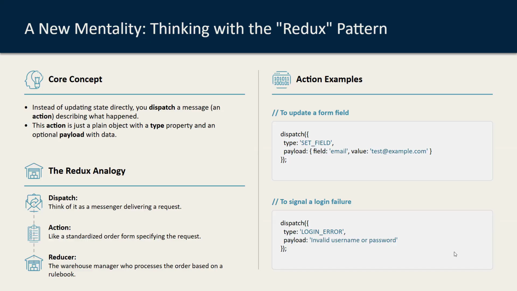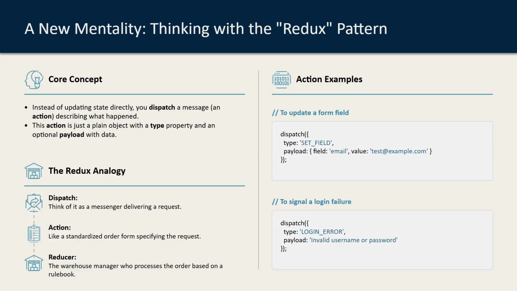A simpler way to think about this is that dispatch is like the messenger, whose only job is to deliver the requests. The action is the request itself. It's a standardized description of what has happened. And the reducer is the rule book, like a manager that decides how that order should be processed based on the rules that have been determined.